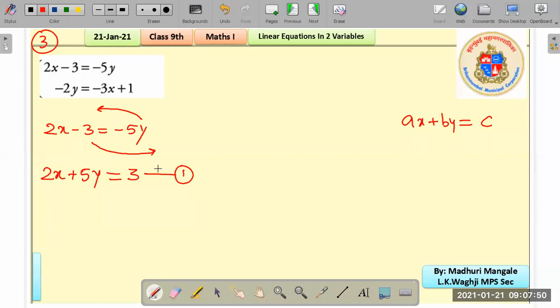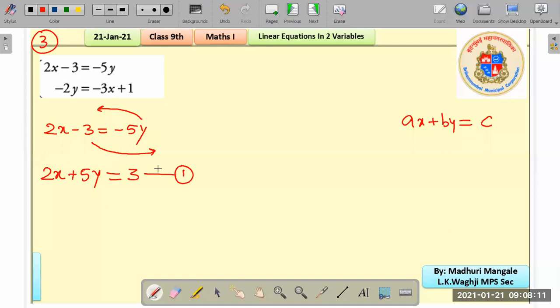Okay, so what are we doing? We are shifting the terms to get the equation in standard form, which is ax plus by equals c. So the first equation is in standard form.